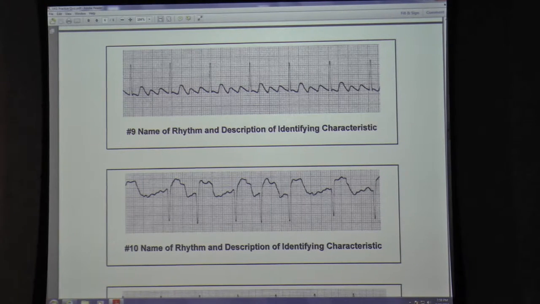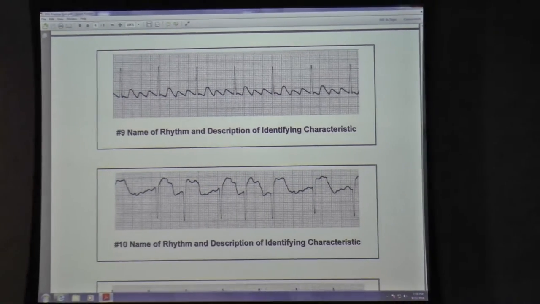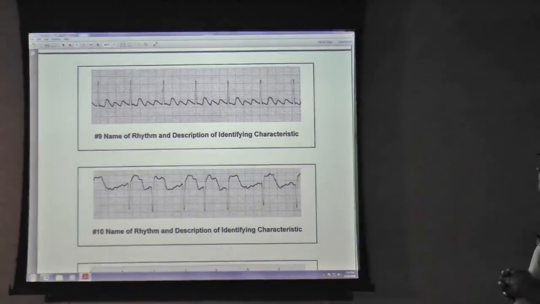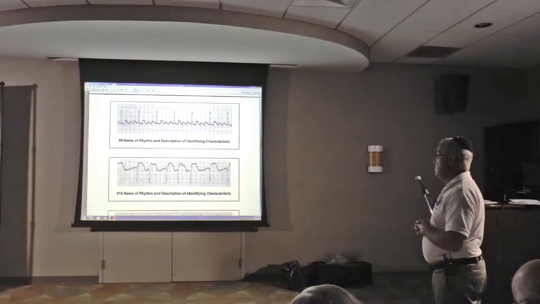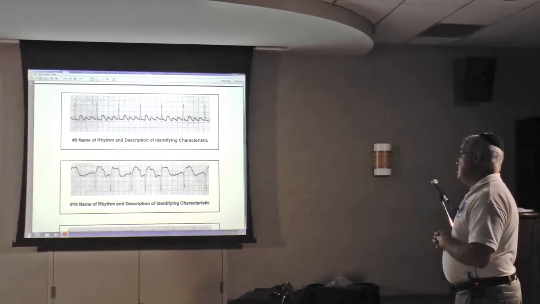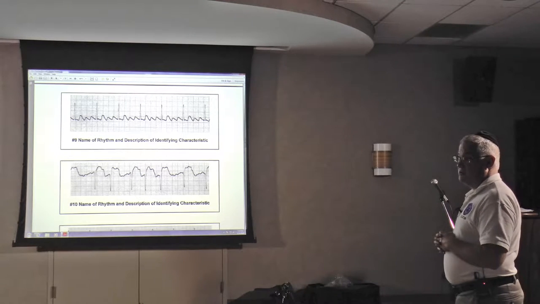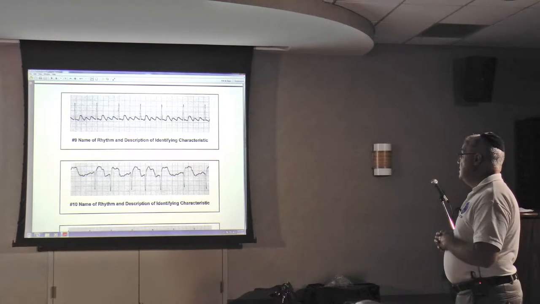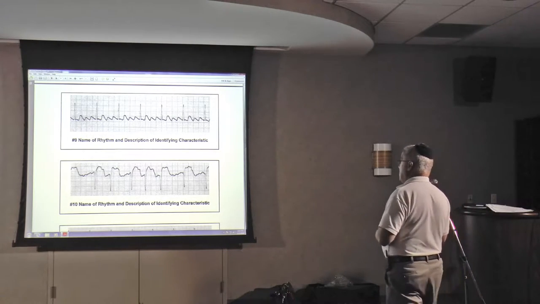If for some reason every one of those flutter waves gets down, now we're going to double the rate right off the bat. So that's the danger of atrial flutter, is that if it actually conducts all the way through, the patient would be going very, very fast. So at this rate, the patient probably doesn't even know they're in atrial flutter because it's nice and regular. If all of a sudden it picks up, they'll know right away.